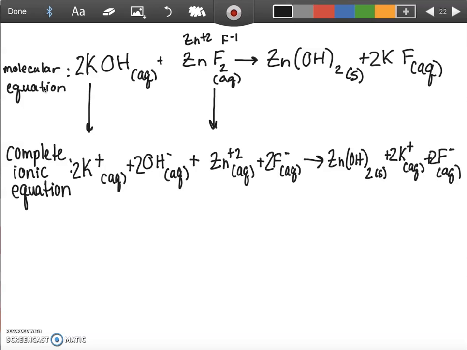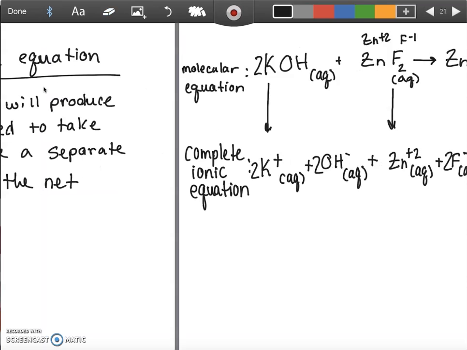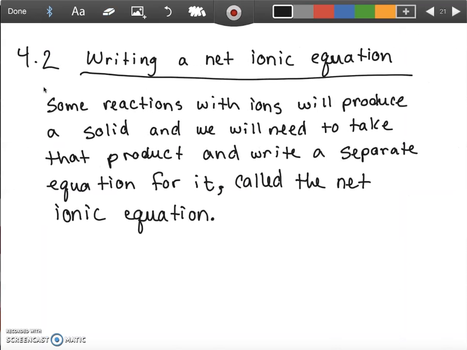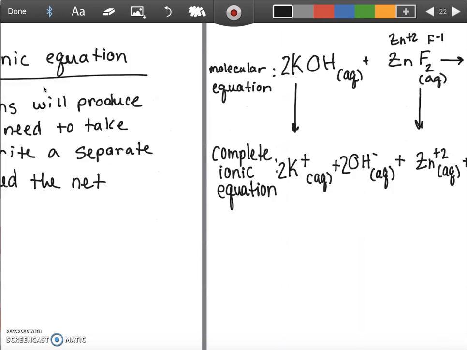There you go, that's balanced. Now to get the net ionic equation, we are only concerned about the ions that are involved with making the solid. Remember, the net ionic equation takes that solid and only focuses on the ions that make it.